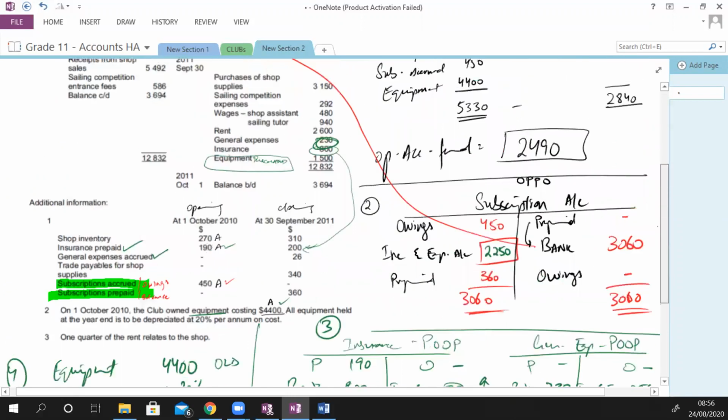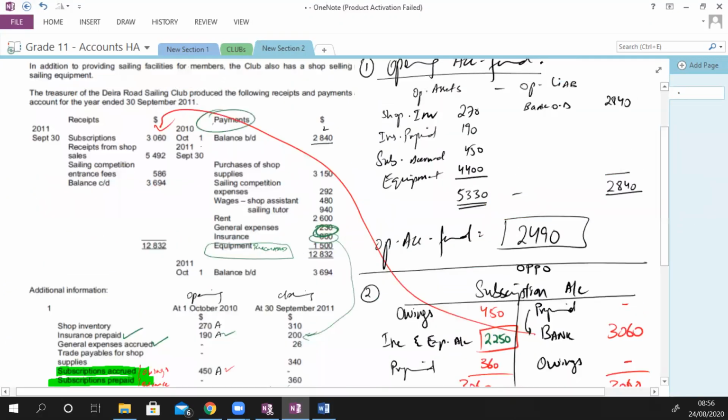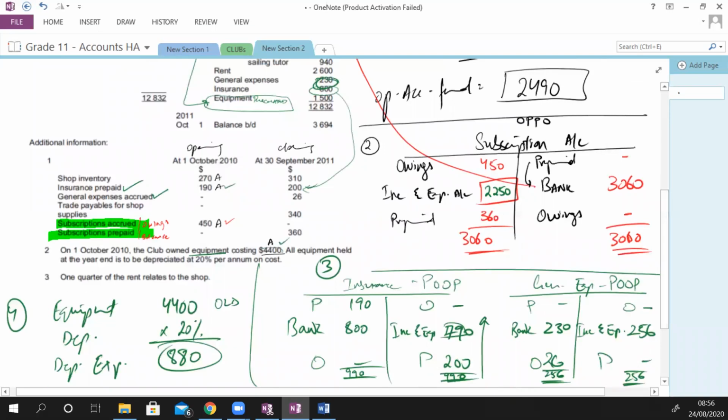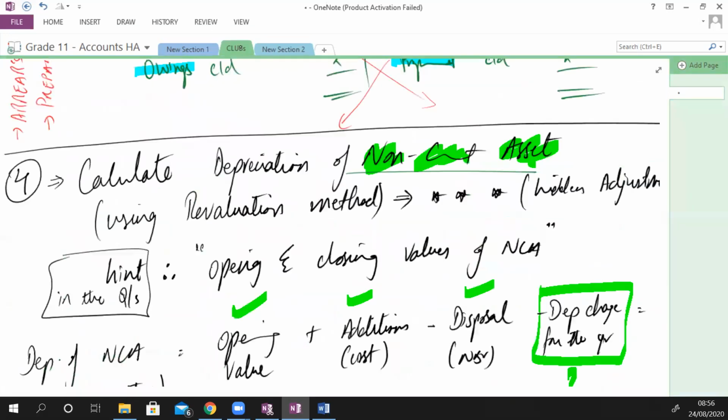Now, since there was a payment for equipment, that means equipment is being purchased. So this said that the opening equipment was 4400, but you further purchase an equipment of 1500 over here. So that's how you go about it. Total depreciation आ गया. So step number 4.